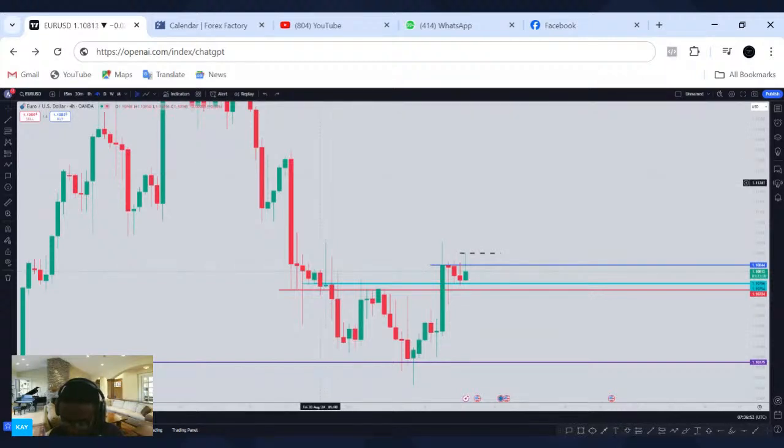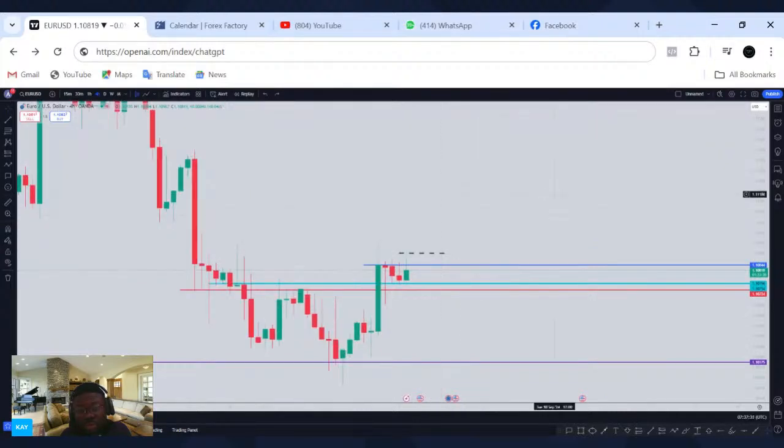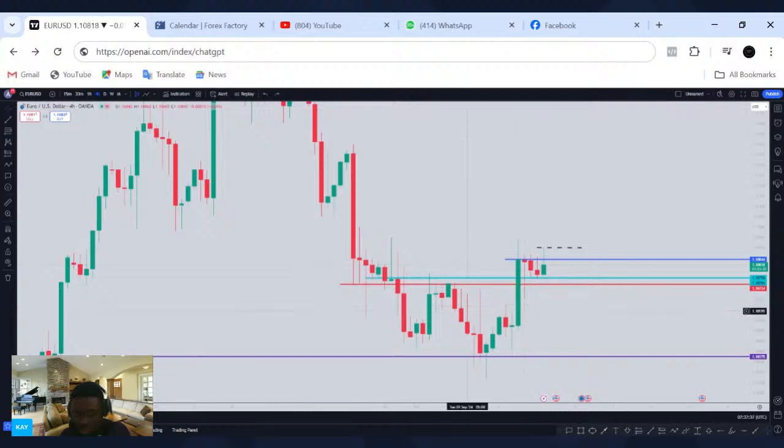Can you please show the support you are talking about? When it comes to drawing support and resistances, you first have to understand the way I draw my support. I'm expecting a pullback on this one. When it comes to drawing support and resistances, you have to understand market structure. This is how I usually indicate the support and resistance.